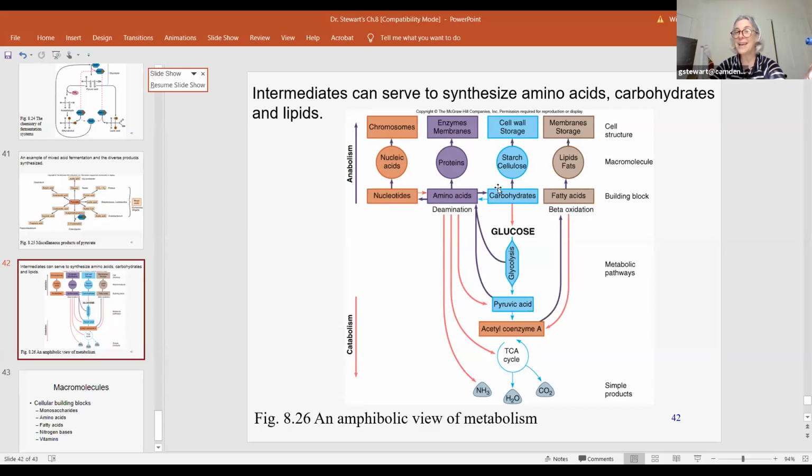However, when there is excess, notice the purple lines coming out. When there's excess, the cell's going to build fat or fatty acids, or the cell's going to build amino acids that can then be converted to nucleotides to make more DNA and RNA.